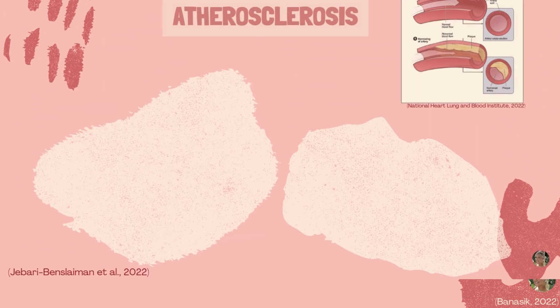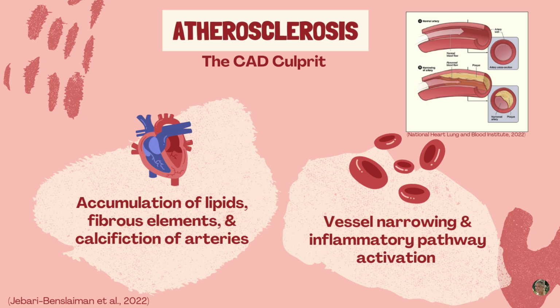So, atherosclerosis, I have termed this the CAD culprit that we all know and love, not really love, but it is the accumulation of lipids and fibrous elements and the calcification of the arteries that leads to all these symptoms we are going to talk about. The vessels narrow and inflammatory pathways become activated to cause thrombus formation. You can see up at the top, I've shown an artery that is normal without atherosclerosis, and then below it is an artery with atherosclerosis, that narrowing of that vessel.